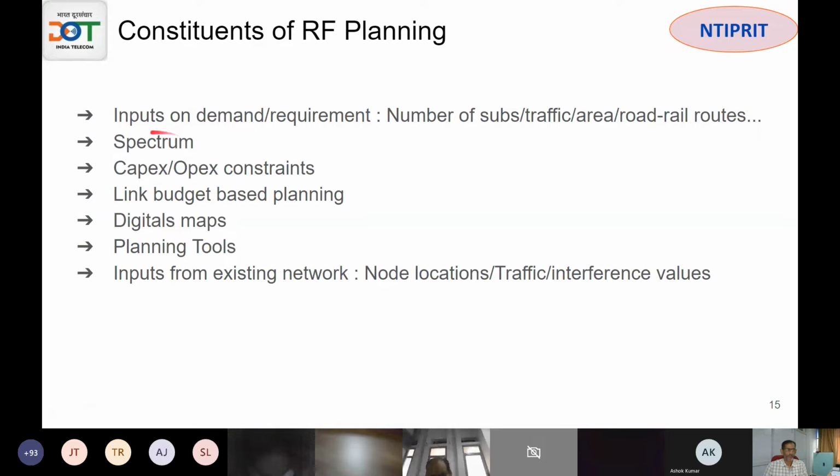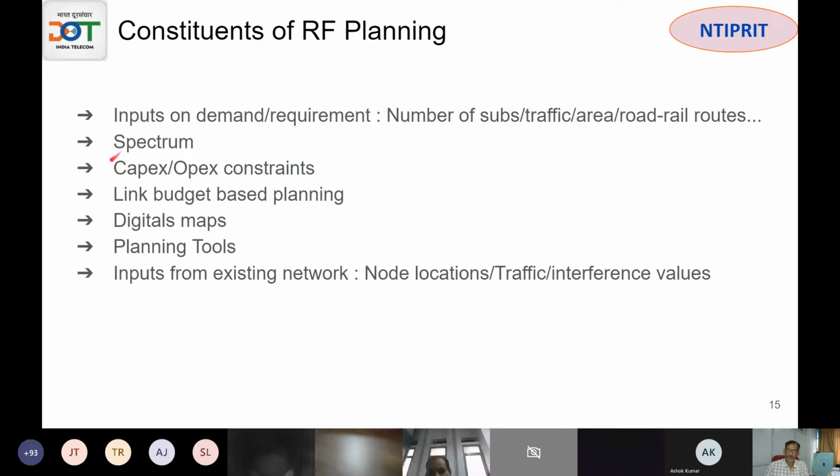One is the spectrum available to you, and most importantly, what is the demand that is there for you: how many customers, as I said, from marketing inputs or whatever, which area is to be covered, how much traffic is likely to come from there. You have to target a road, rail, but at what level you need to cover. You need to have an excellent coverage, or at least a voice kind of a supporting coverage. So these different objectives have to be set.